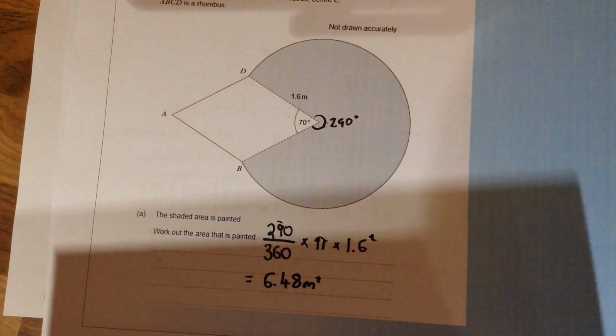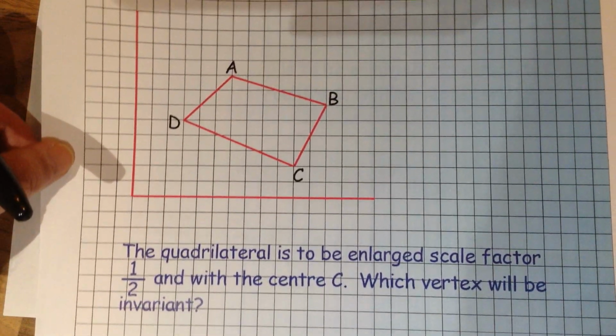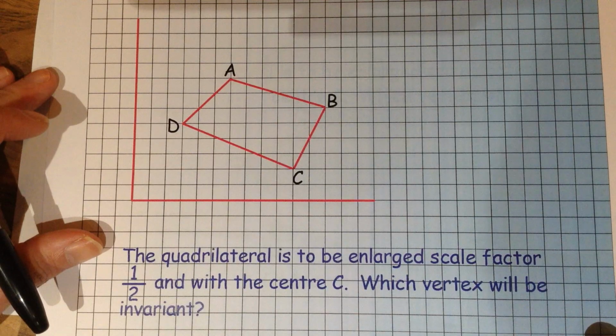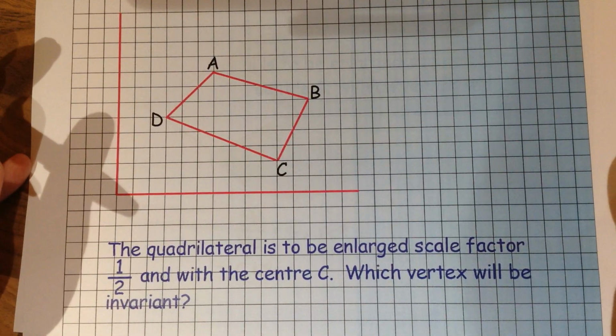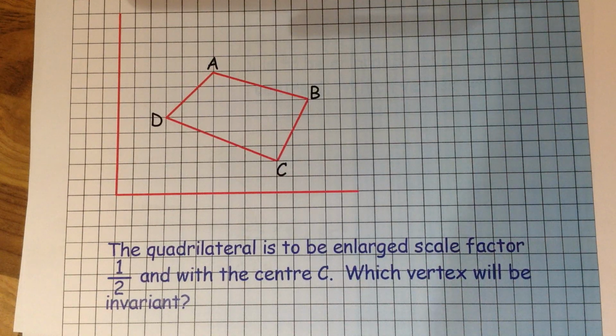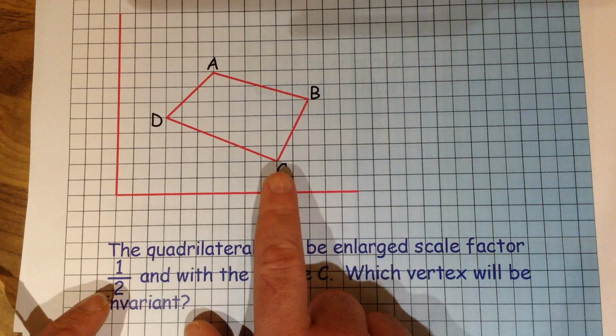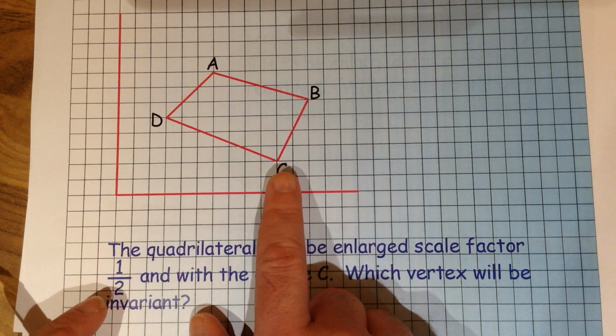The last topic we're going to look at is invariant points. Now an invariant point is simply a point on a shape that, when you perform a transformation, whichever transformation it may be, does not move. So the first example we're going to look at is this one, where we are going to enlarge by a scale factor of 1/2, given the centre C, this shape.